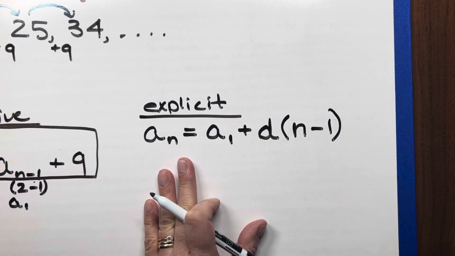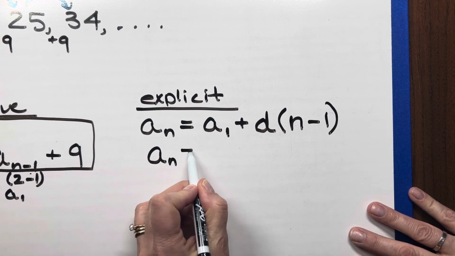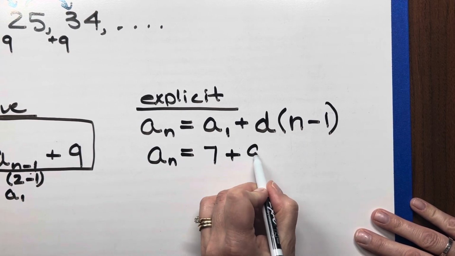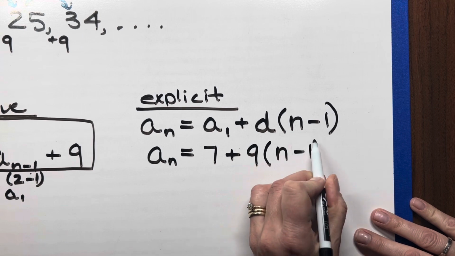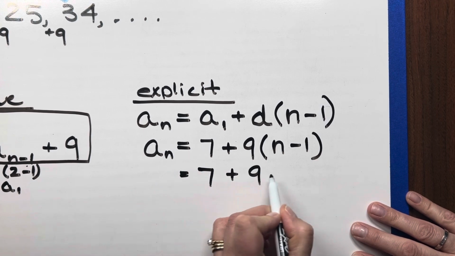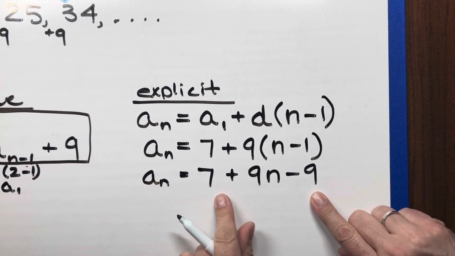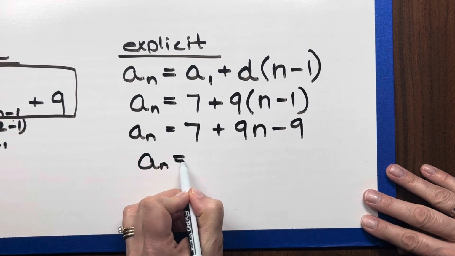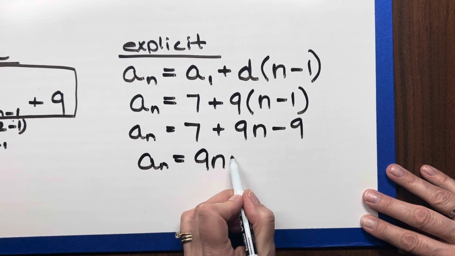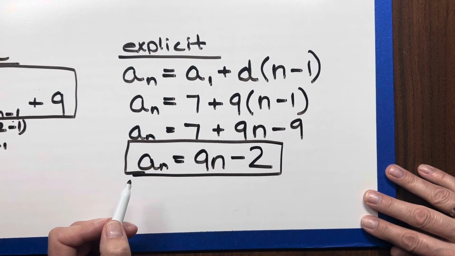Now we're going to find what that formula looks like using the values we already know. If I want to find any term in my sequence, I'm going to start with 7. Then my d is 9, and then n minus 1. Here I'm going to distribute this through, so I'm going to have 9n minus 9. I can combine these two terms, and my explicit formula looks like this. I'm going to put my n term first: 9n, and 7 minus 9 gives me minus 2. So this explicit formula will let me find any term in my sequence.